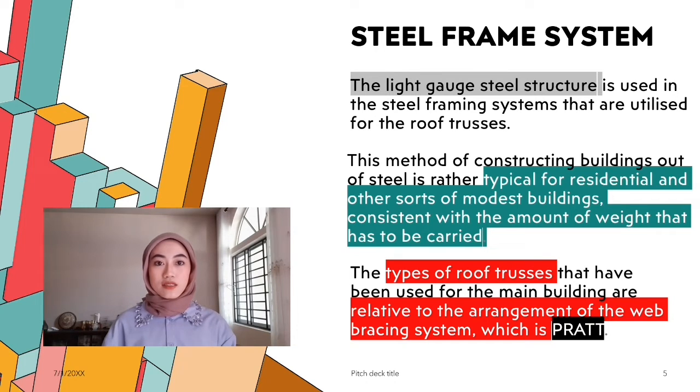The light gauge steel structure is used in the steel framing systems that are utilized for the roof trusses. This method of constructing buildings out of steel is rather typical for residential and other sorts of modest buildings, consistent with the amount of weight that has to be carried. The types of roof trusses that have been used for the main building are relative to the arrangement of the web pressing system, which is Pratt.